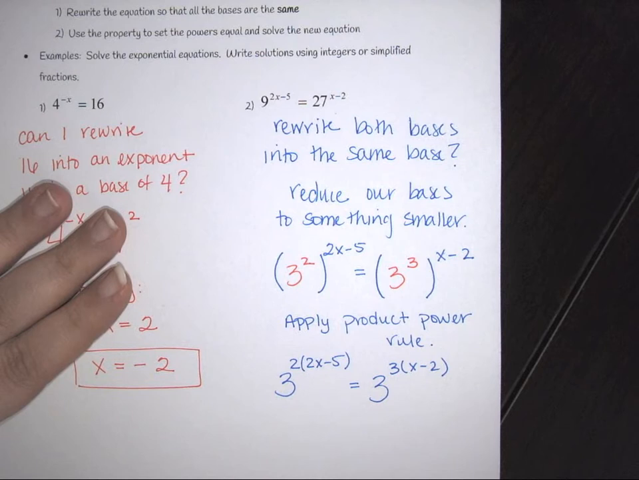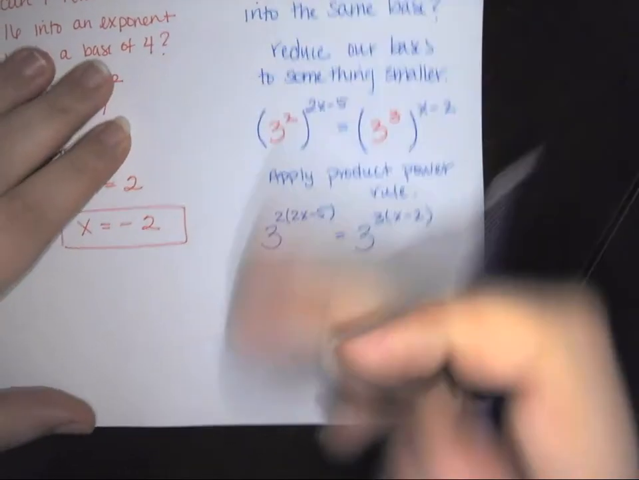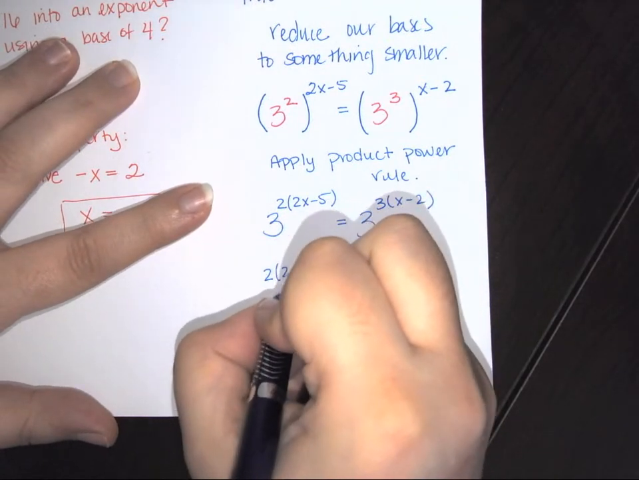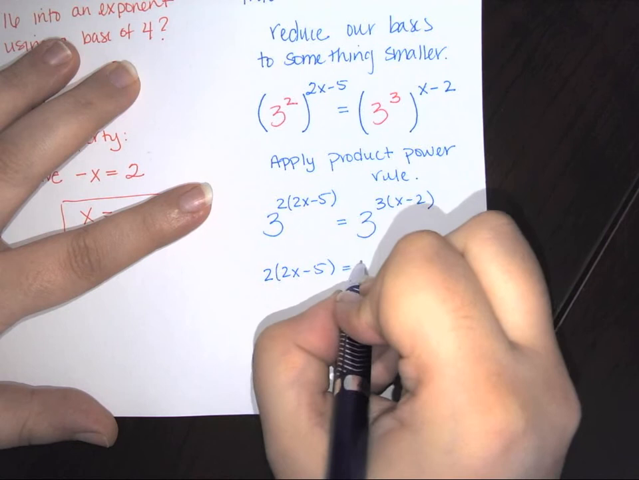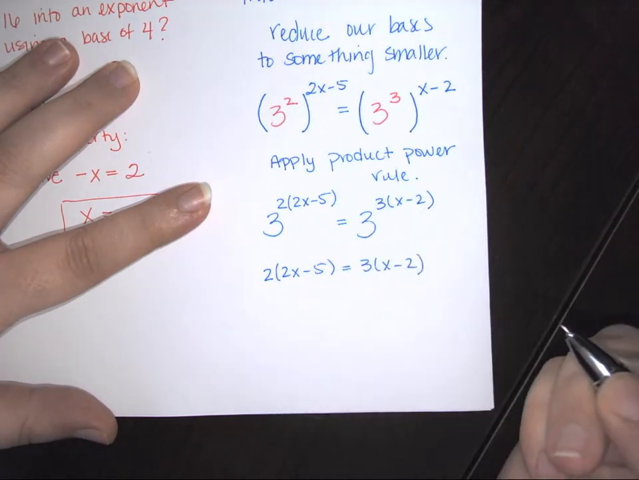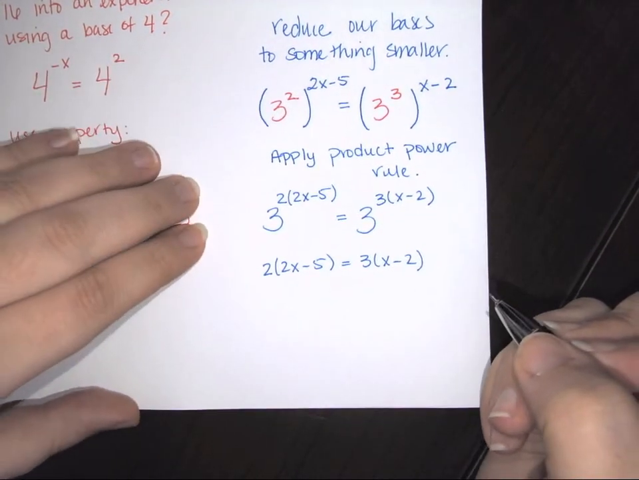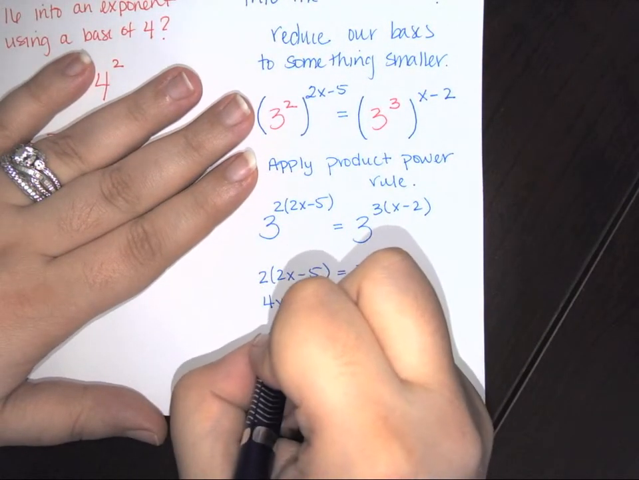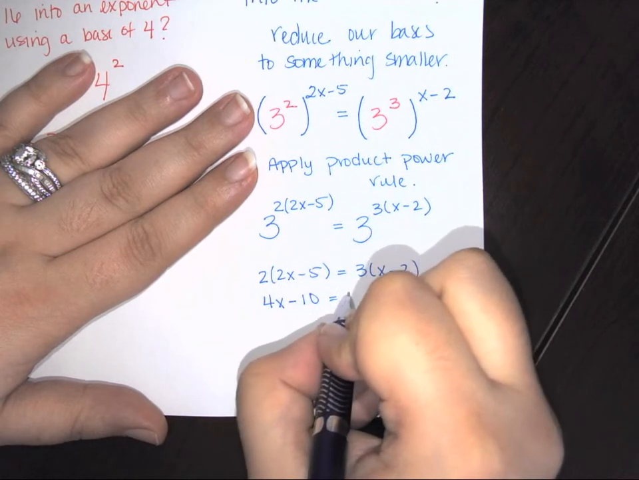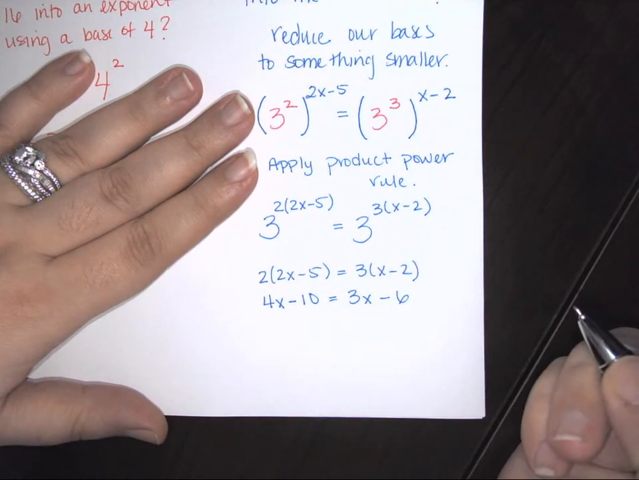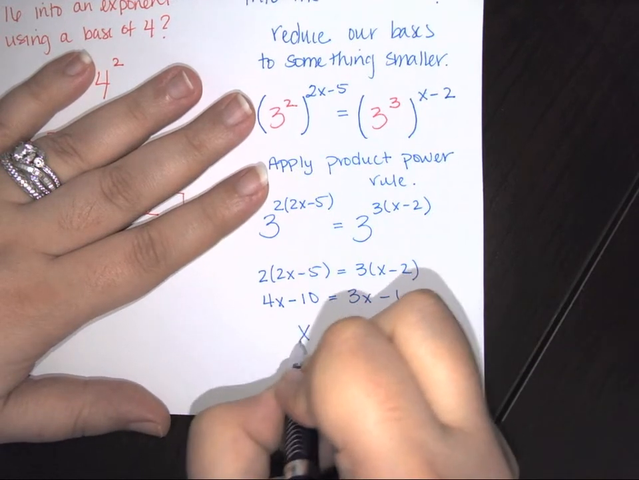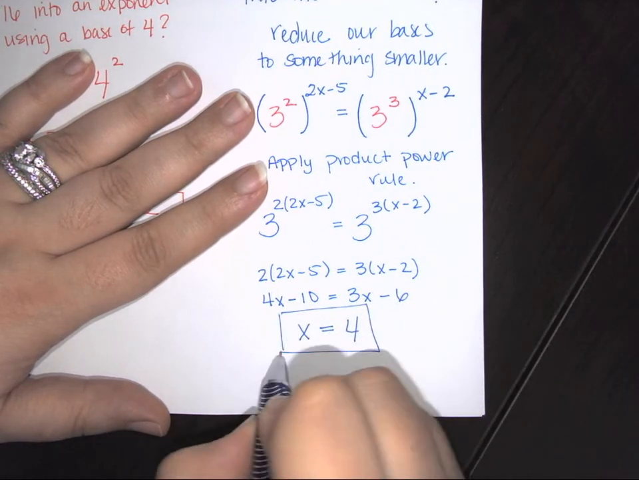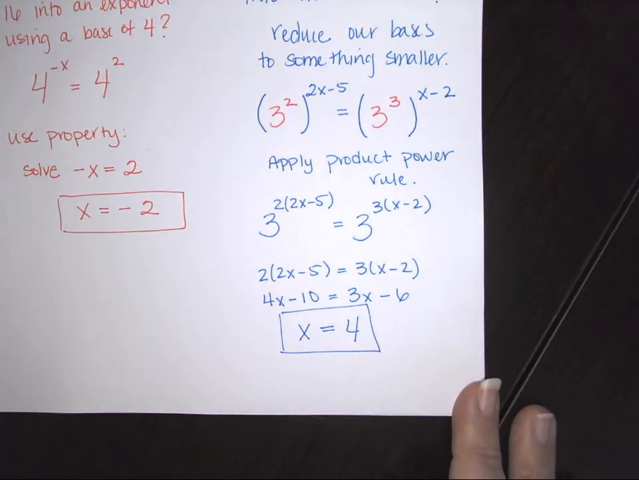Since my bases are the same, it means my powers are the same. Therefore, this becomes 2 times 2x minus 5 equals 3 times x minus 2. And from here, I can reduce. So distribute, this becomes 4x minus 10 equals 3x minus 6. Combine your like terms, and you get that x equals 4. This is what we were looking for. Okay.